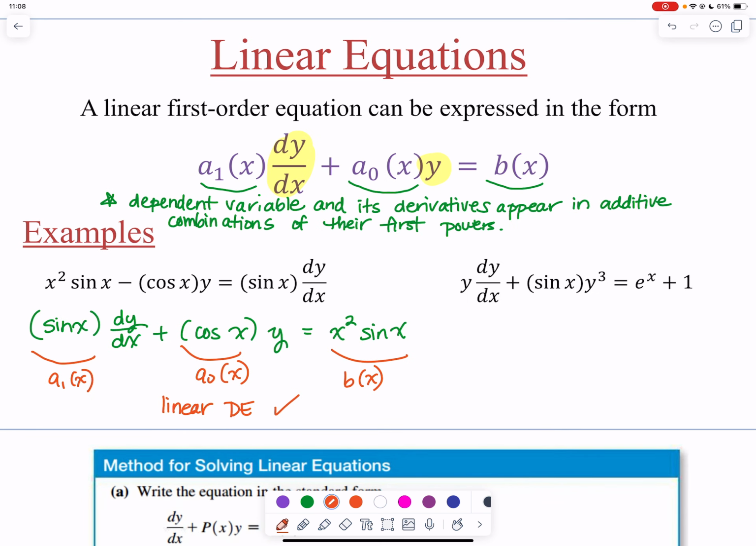But looking over here on the right, can you see this y cubed? And also, we have y multiplied by this. So this is not first power of y. And secondly, we have a multiplying of our dependent variable by its derivative. So that must be additive, not multiplying. So this is non-linear.